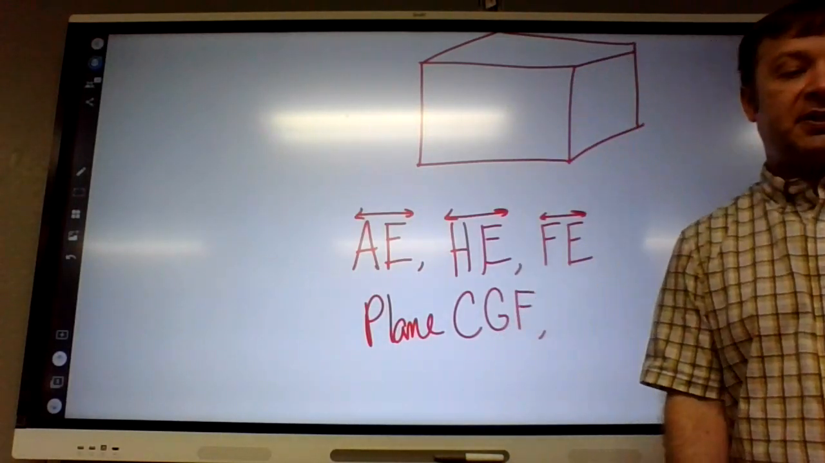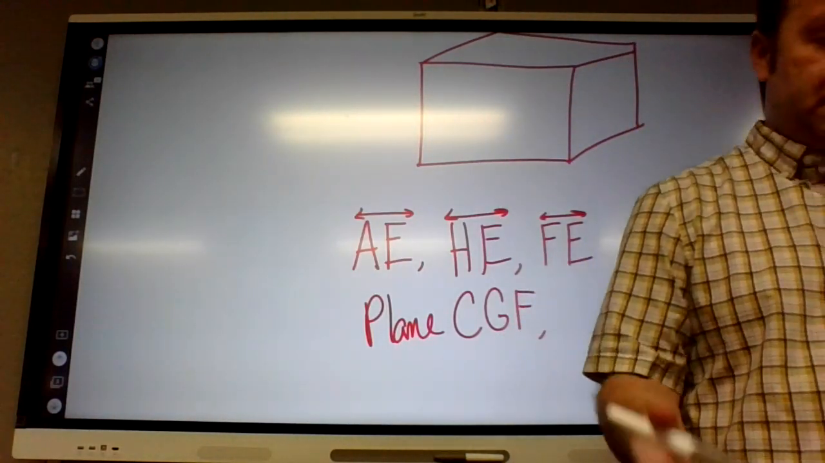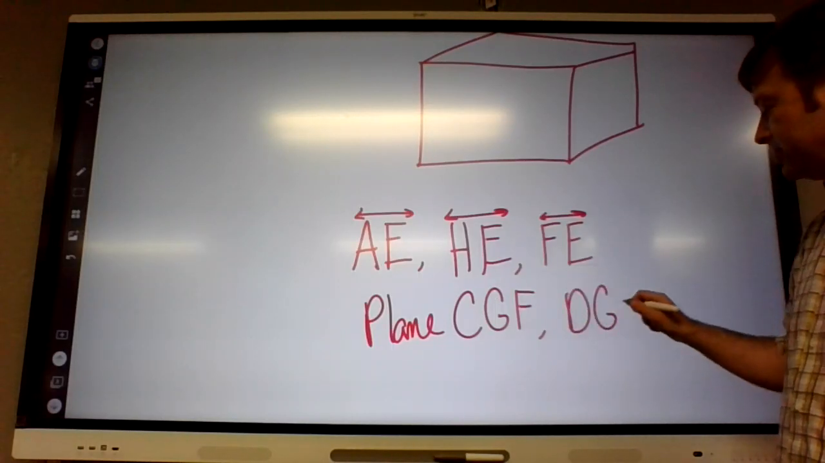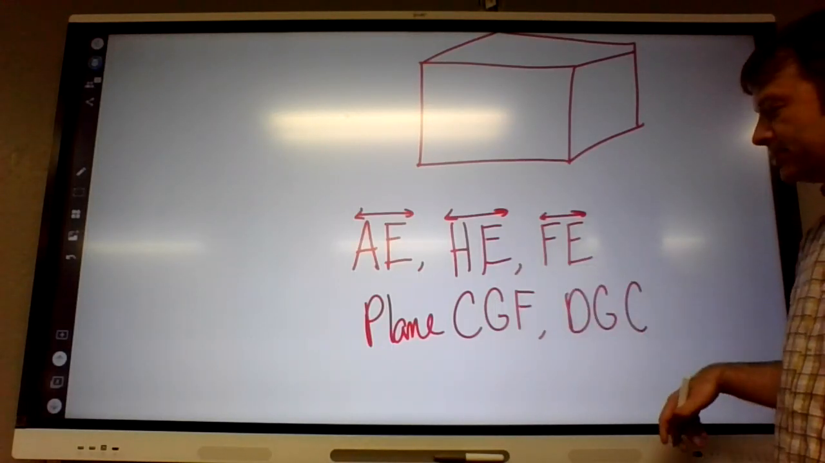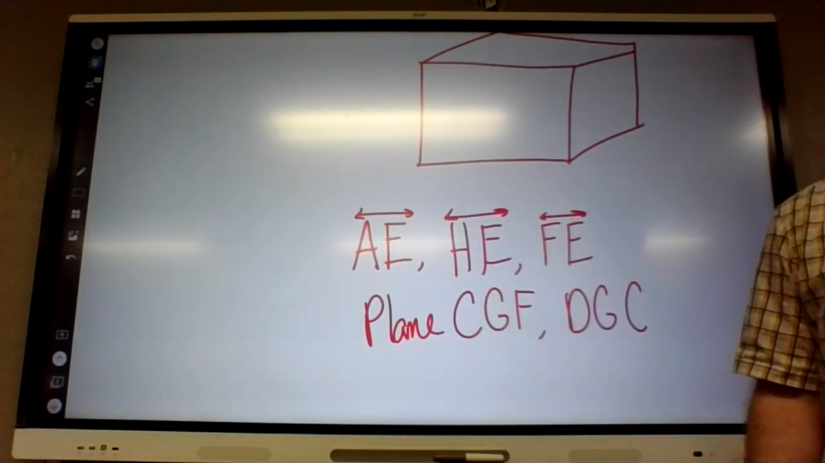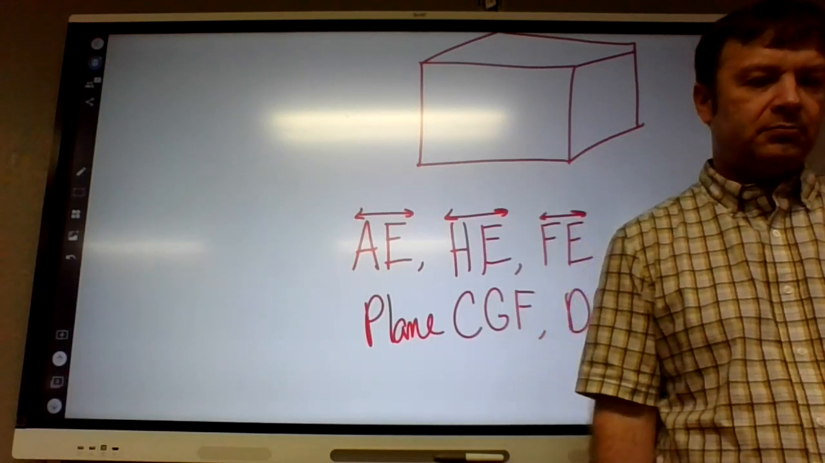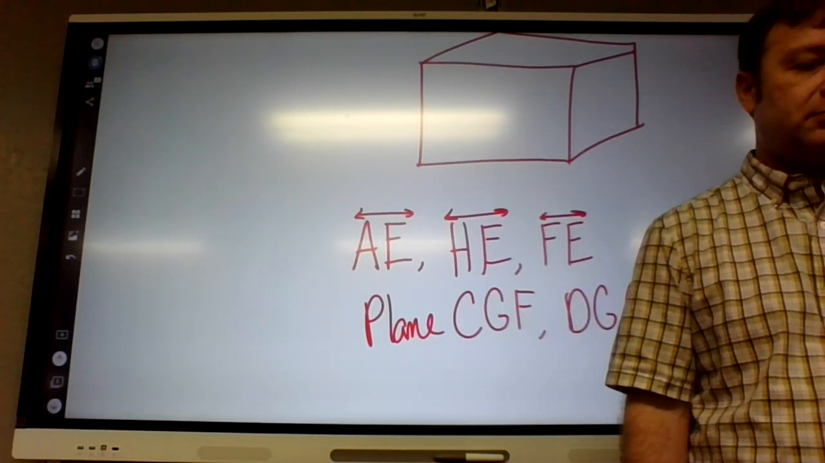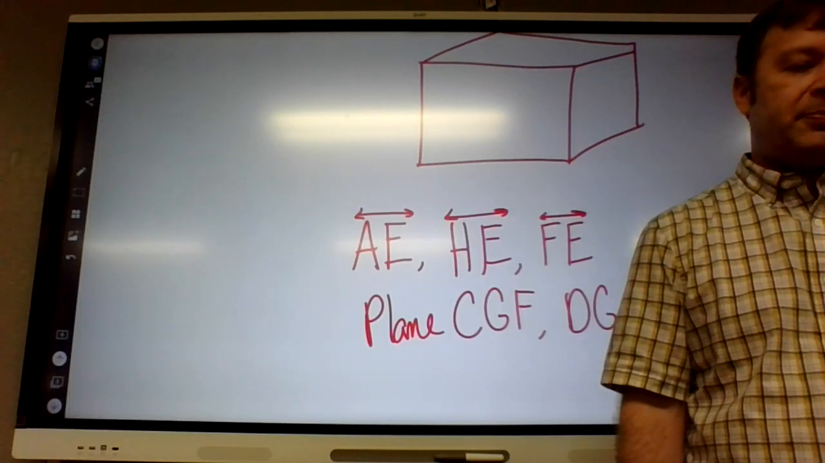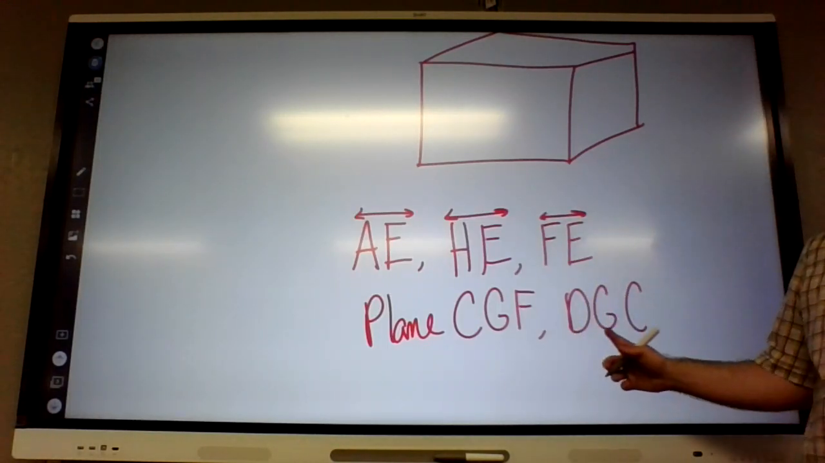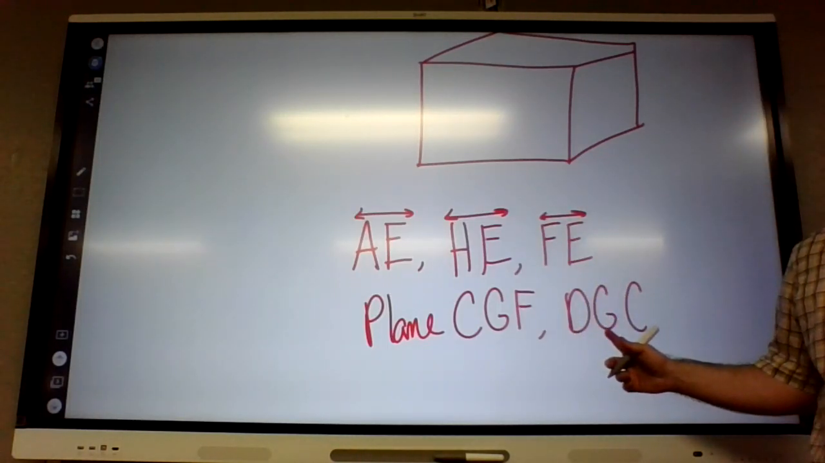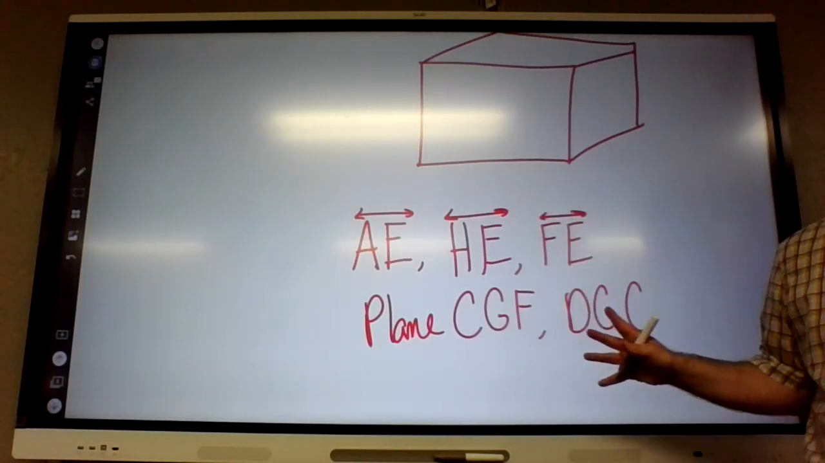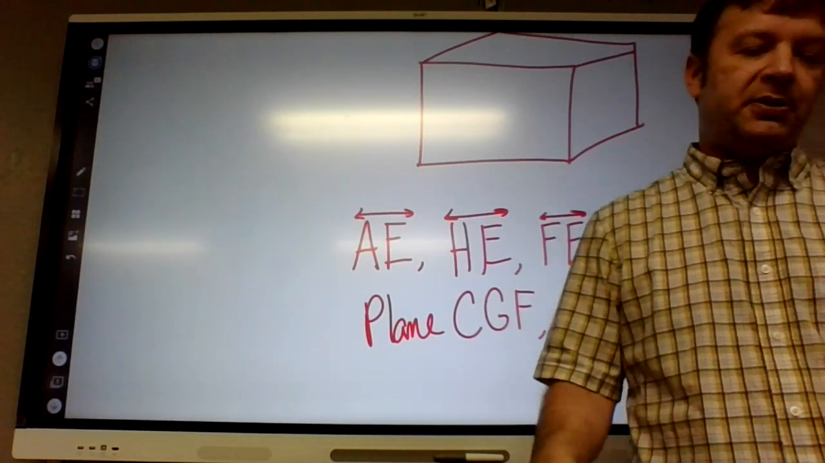Which other plane has line CG in it? DCGH, or DCG, or DGC. The order doesn't really matter on that one. DCG is the bottom plane. That would be the same as DGC. The order of the letters doesn't really matter.